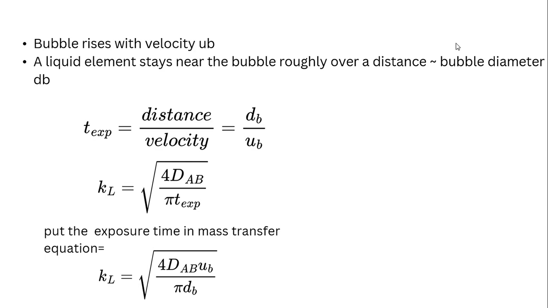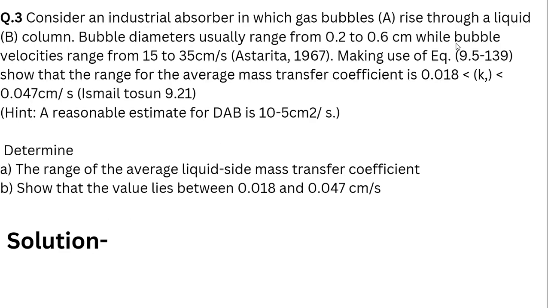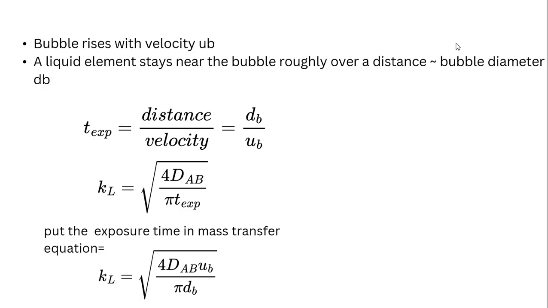So bubbles rise with the velocity UB. A liquid element stays near the bubble roughly over a distance equal to the bubble diameter dB. So as we can see, t exposure is nothing but distance upon the velocity, dB upon UB. For the average liquid side mass transfer coefficient, the formula is kL equal to the square root of 4 DAB upon pi t exposure. And as we know, the formula of t exposure is dB upon UB.